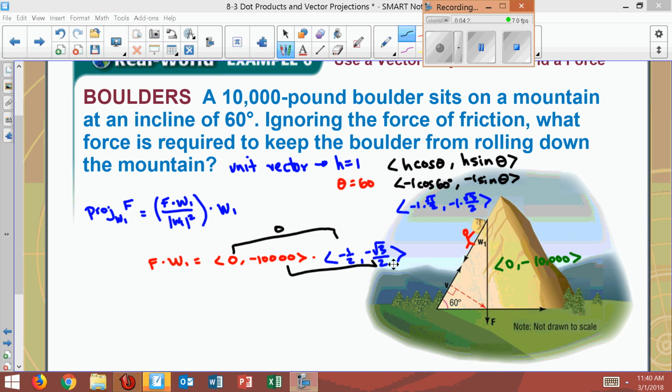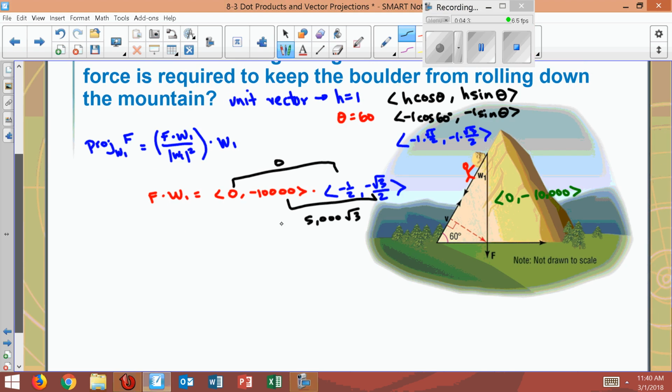And this 10,000 divided by 2 would be 5,000 square root of 3. So that's the dot product there. When we combine those together, you'll get this. We need to divide it by the magnitude squared of W1.